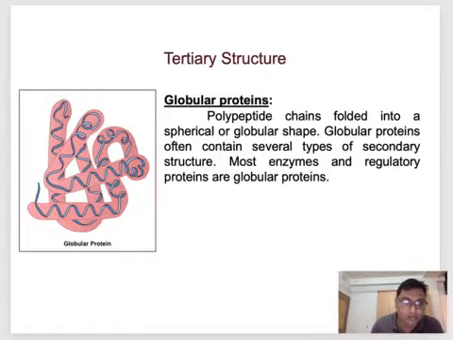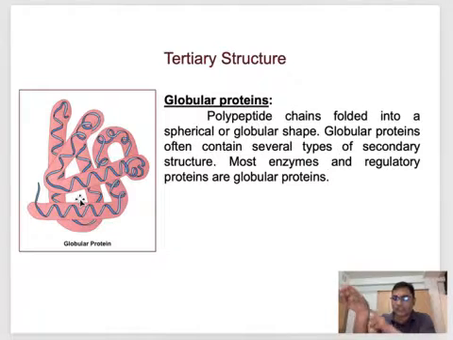Okay, because due to their globular shape, it's easy for them to move, and the regulatory proteins and enzymes need to move throughout our body, right? Otherwise how will they do the function? But in contrast, the fibrous proteins basically don't need to move, right? Suppose the protein in our skin, does it need to move to do its function? No. Okay.